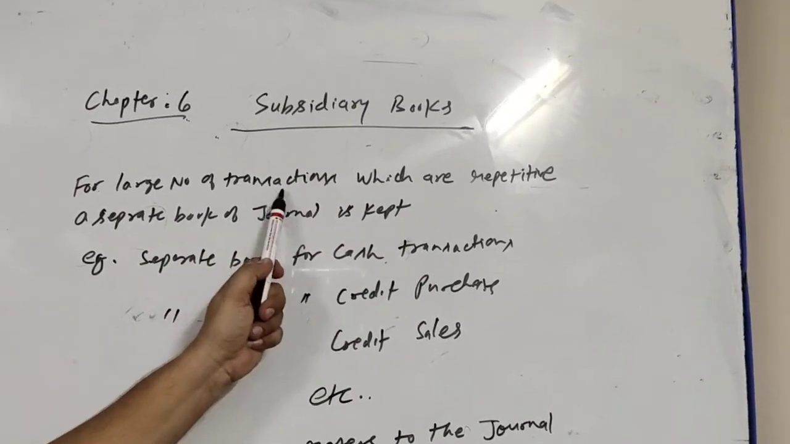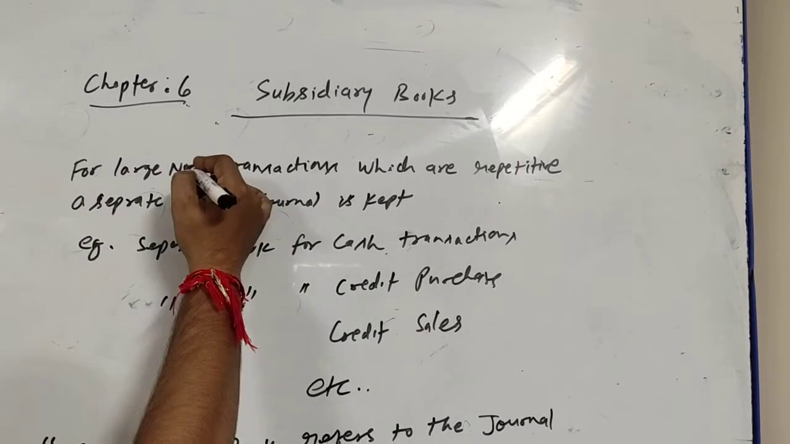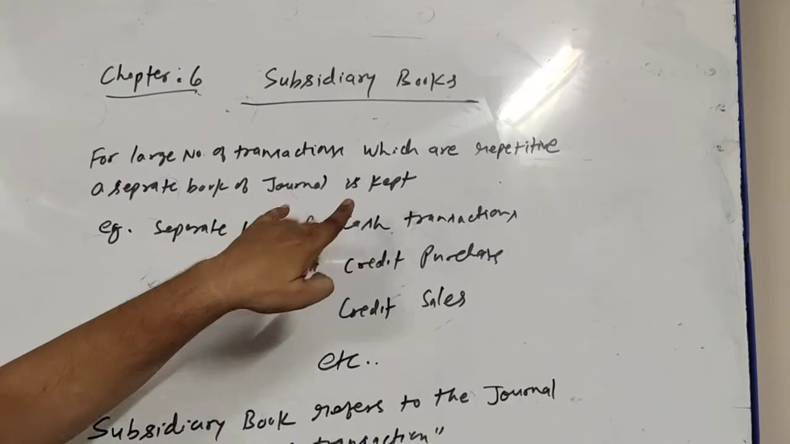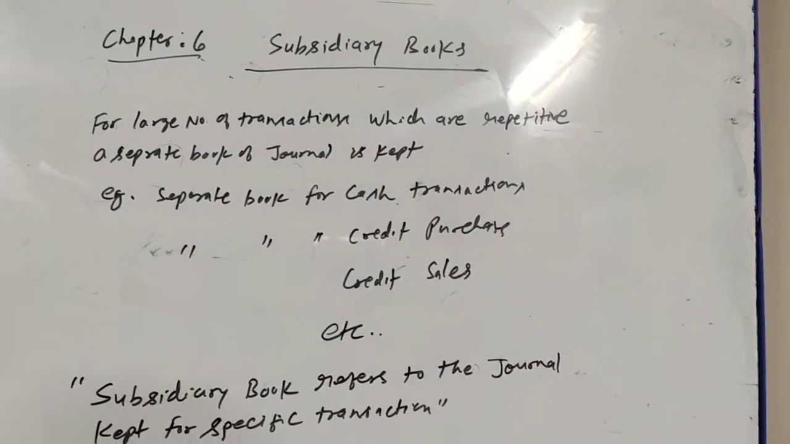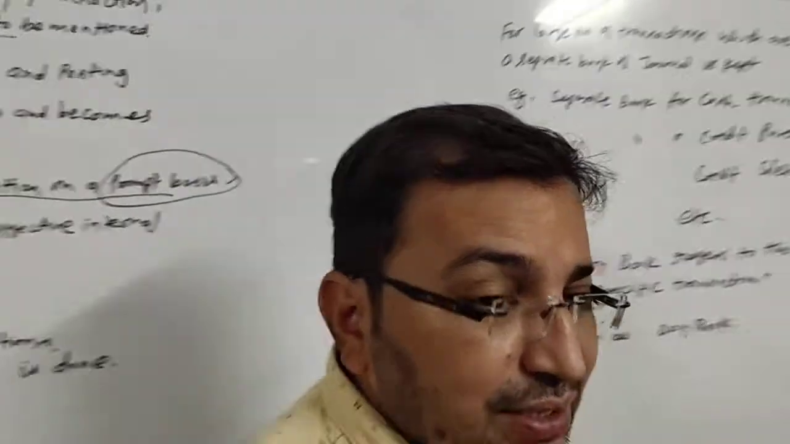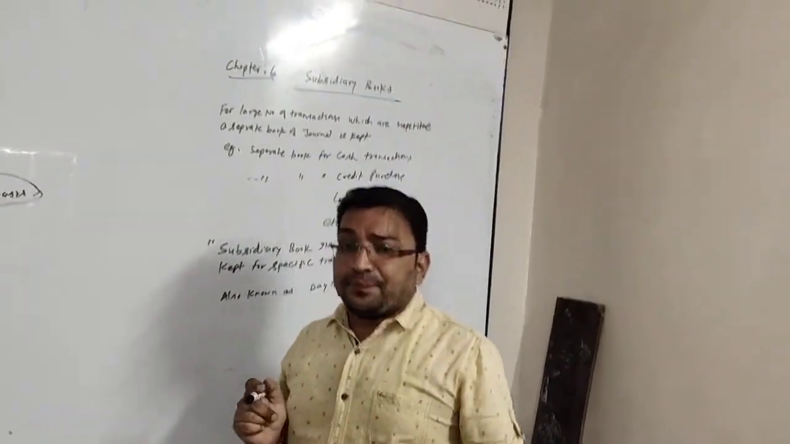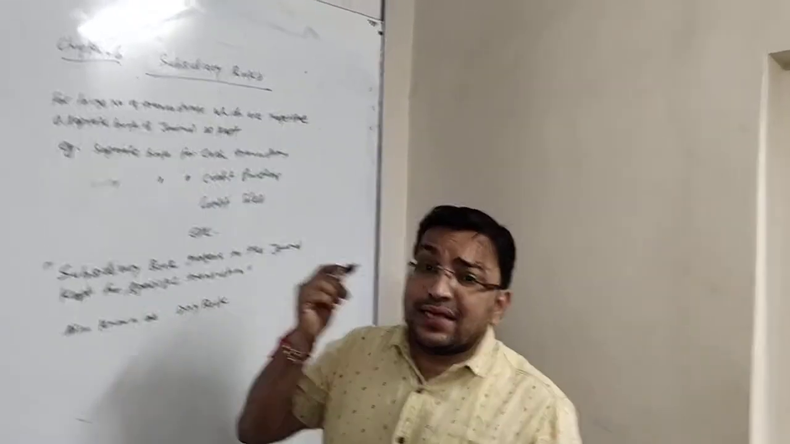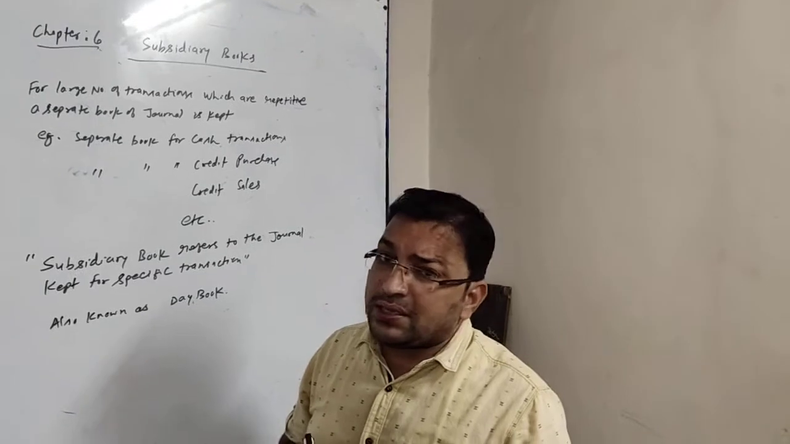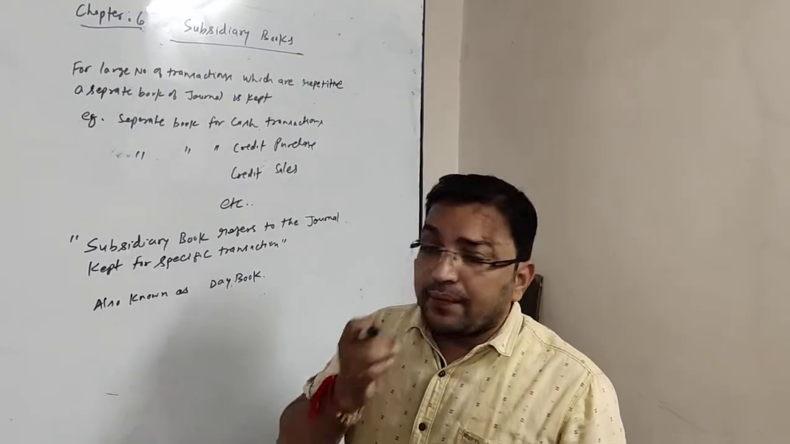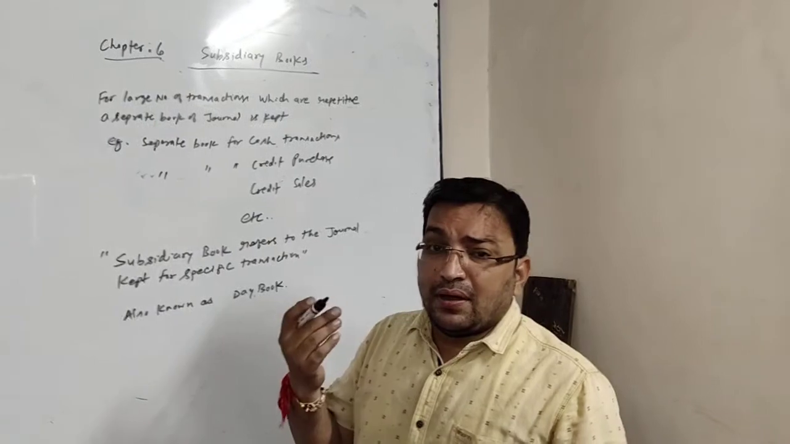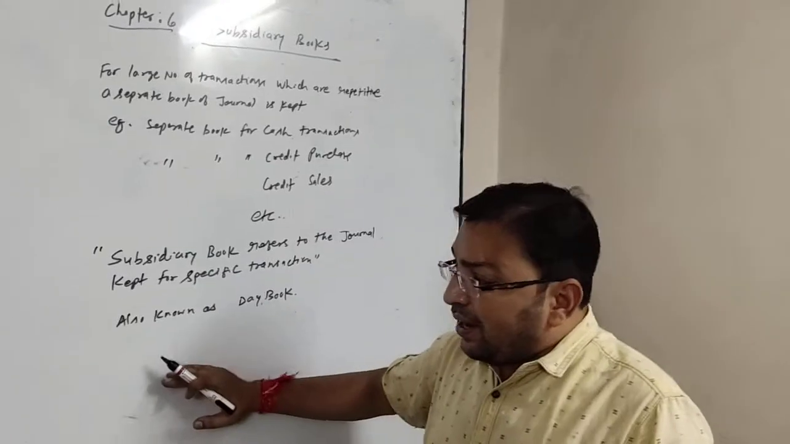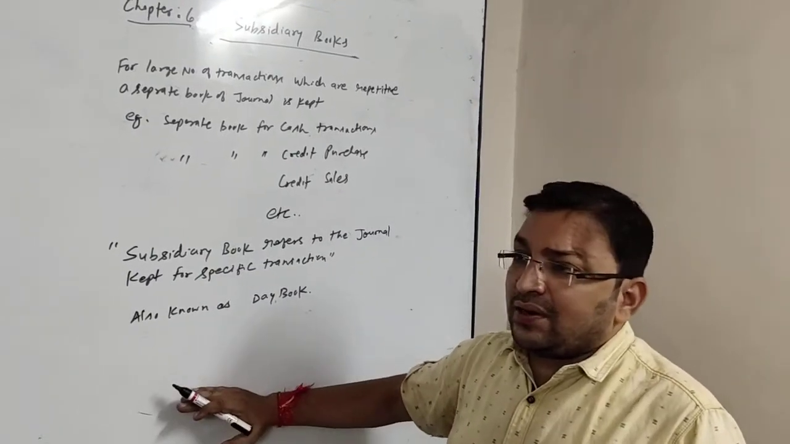For a large number of transactions which are repetitive, a separate book of journal is kept. Which transactions are repeated most? Purchase. Again and again we are purchasing goods from our supplier. Sales. Again and again we are selling goods to our customers. Expenses. Income. There are many transactions which are repetitive in nature. They are happening again and again in a business organization.